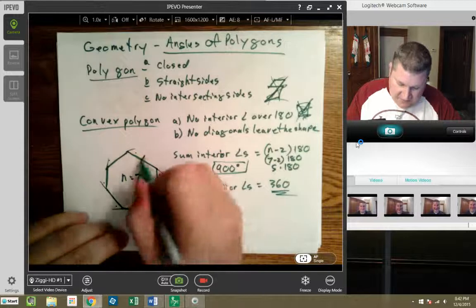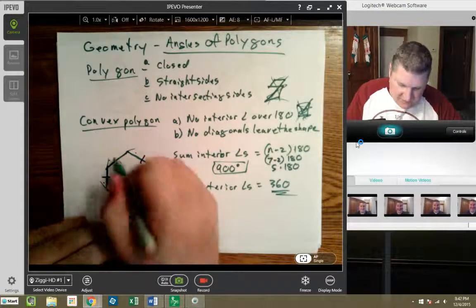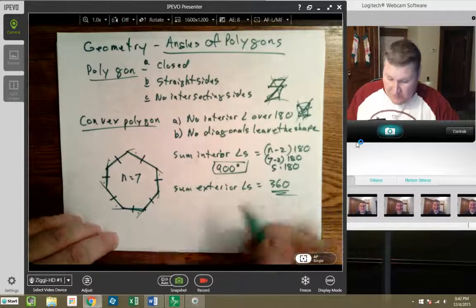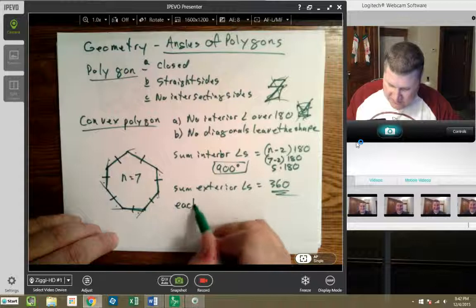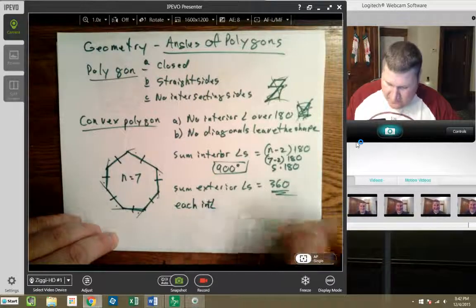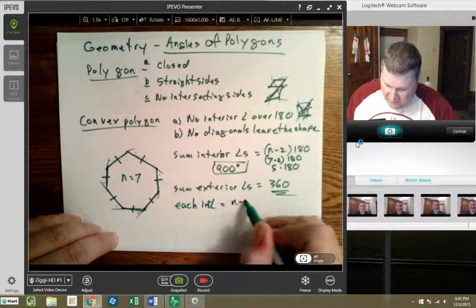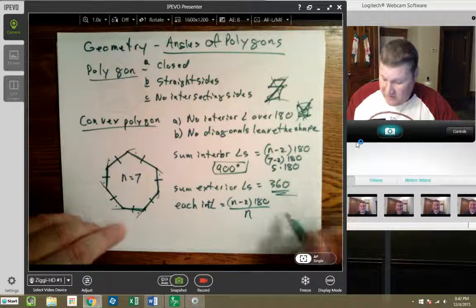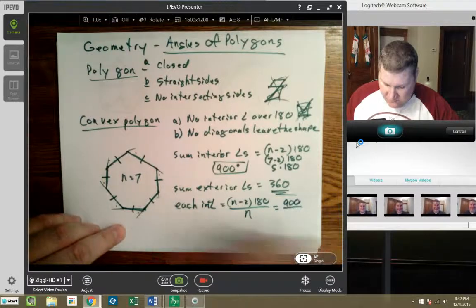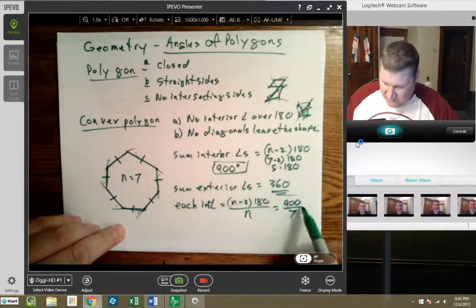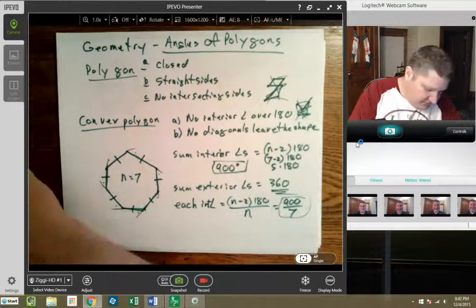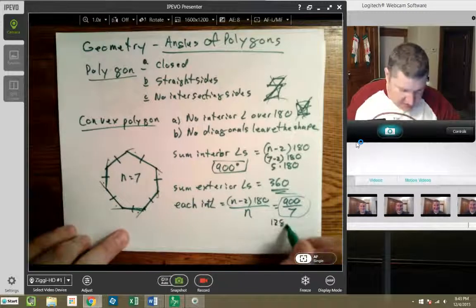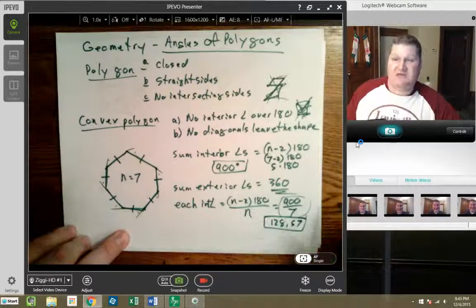Now, if this were a regular figure, now I haven't drawn it terribly regular, but it doesn't matter. As soon as I mark it as congruent, it is indeed regular. So if I want each interior angle, I would simply take n minus 2 times 180 over the number of sides, which is also the number of angles, n. So in this case, I have 900 over 7, because I already knew 900 from up there. So 900 over 7, there you go. You get 128.57 degrees for each angle.